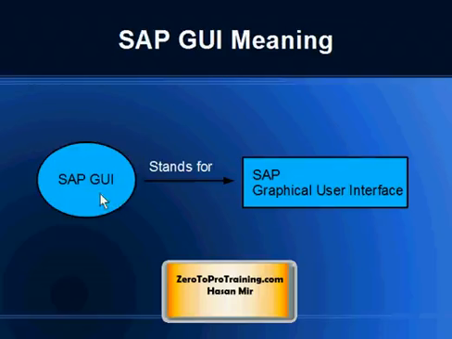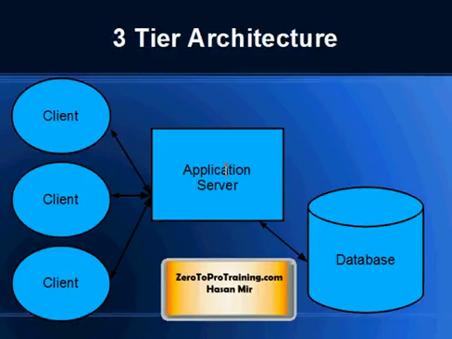First of all, SAP GUI stands for SAP Graphical User Interface, also pronounced as GUI. In order to understand the Graphical User Interface, first let's try to understand the three-tier architecture that SAP uses for most of its applications.